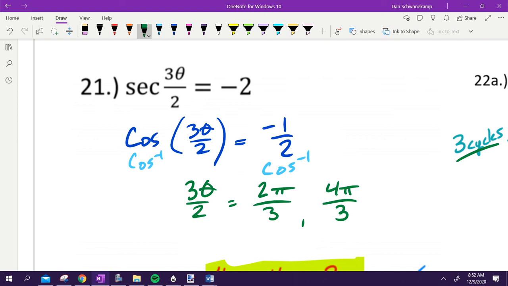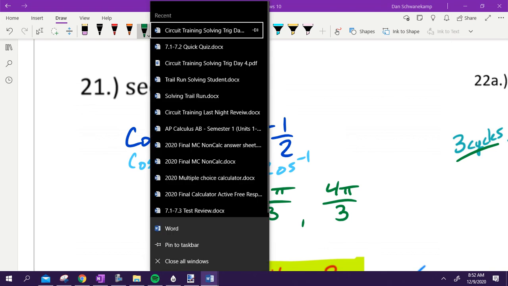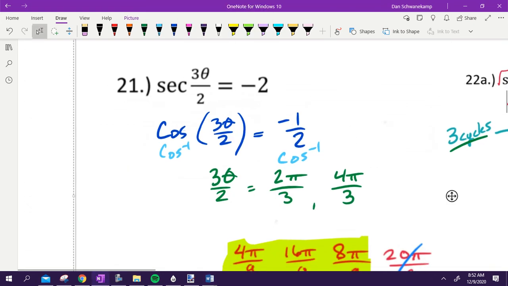Oh, I did it wrong. I did pi over 3 instead of 2 pi. Okay, we want it negative, because the first answer was negative. You're good to this point then?